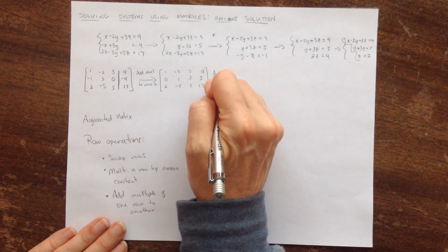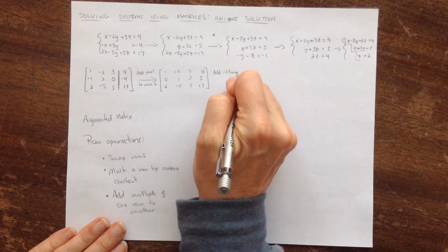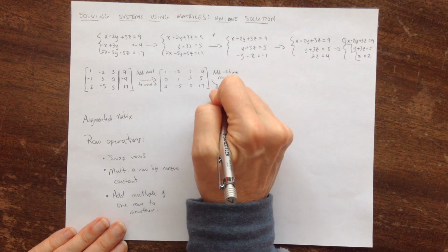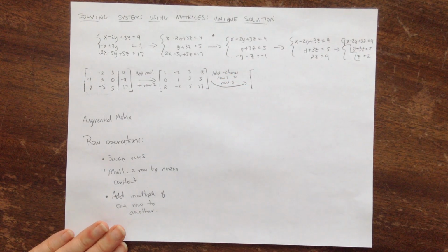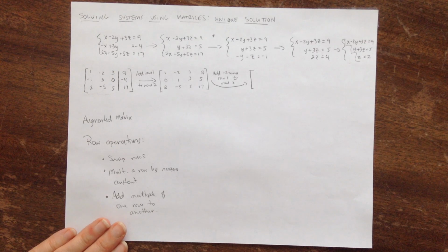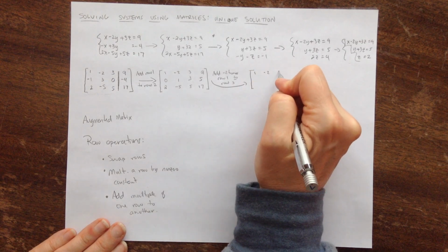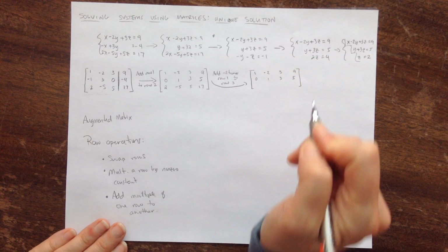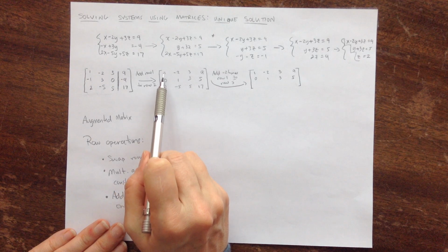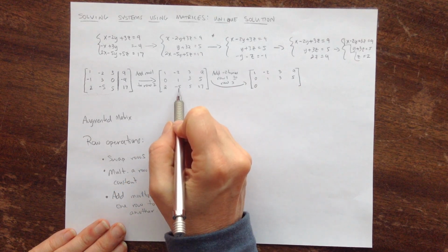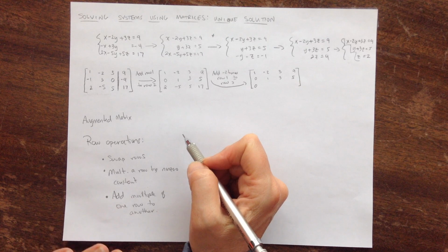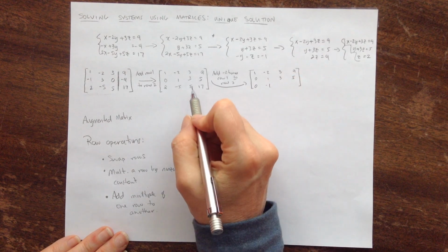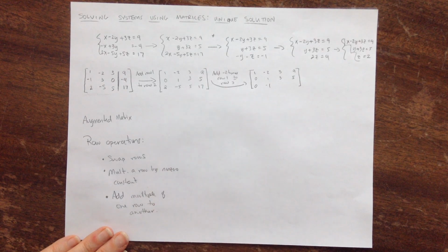I'm going to add -2 times row 1 to row 3. So that's my next step. So the only thing I'm doing something to is row 3. So row 3 is the only row that's going to change. So I get 2 plus a -2 times 1 is 0. -5 plus -2 times -2 is positive 4. -5 plus 4 is -1.